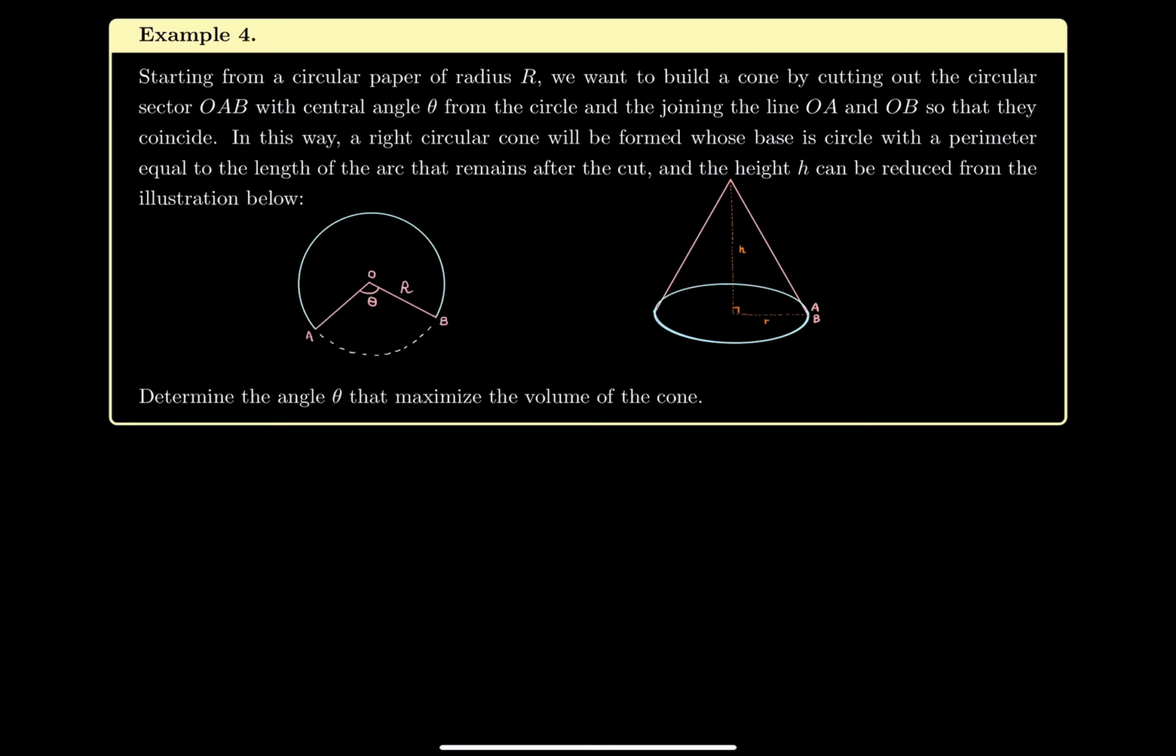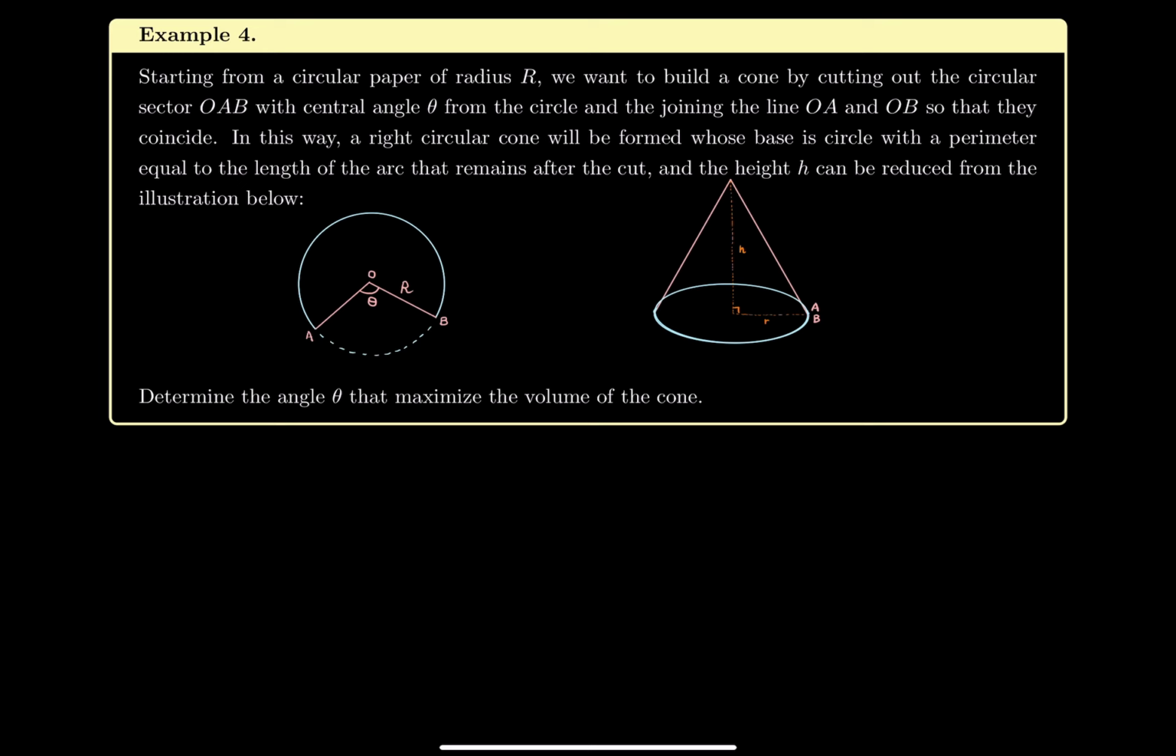Let's look at the last example. Starting from a circular paper of radius r, the graphs are given to you already. So we have a circular paper of radius r, this is the radius r. We want to build a cone by cutting out the circular sector OAB, so we want to cut this part out with this central angle theta from the circle, and then joining OA and OB, so put them together, that's going to give you this cone.